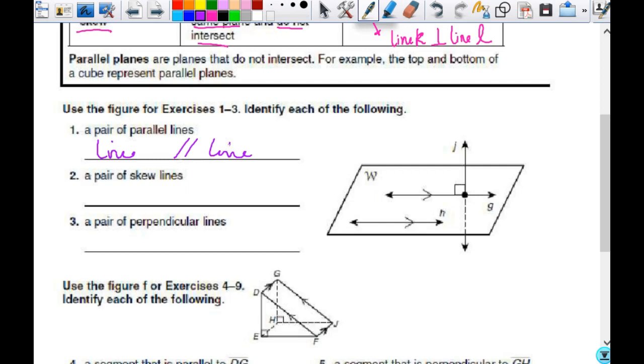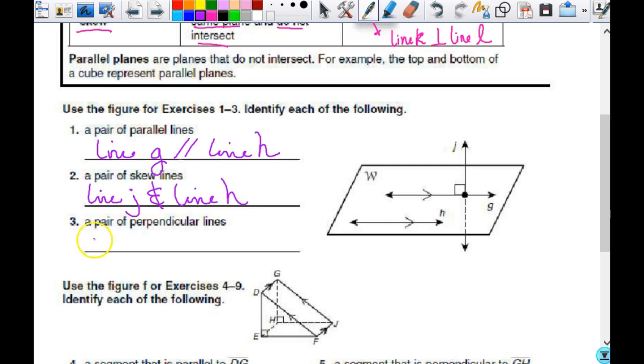And then the ones that are parallel are which ones? Okay, G and what? H. Okay. A pair of skew lines, so it's going to be line something and line something. So are J and G skew? No. Is this a 3-dimensional picture? Yes, it is. That's why there's that dotted line there. You got to be able to look at them. Okay. So J and H. J and H. Because J pokes down through that plane.